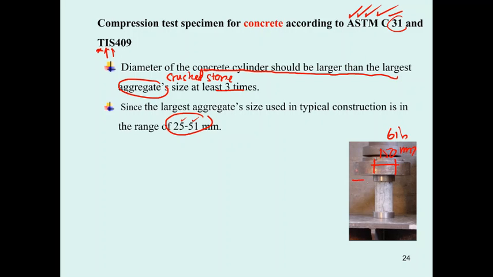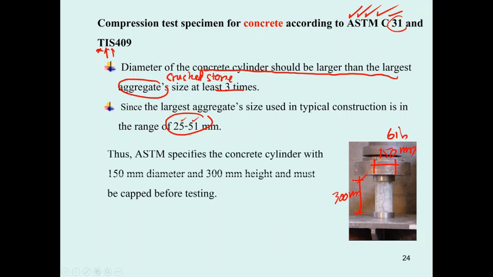And due to friction, ASTM says the height is supposed to be 2D. That is going to be 300 millimeter. So we have this kind of specimen, and all the standards say you have to cap the end of the specimen before testing.